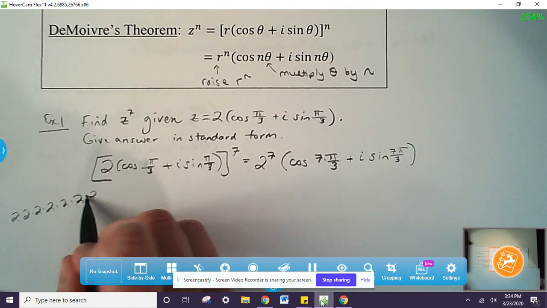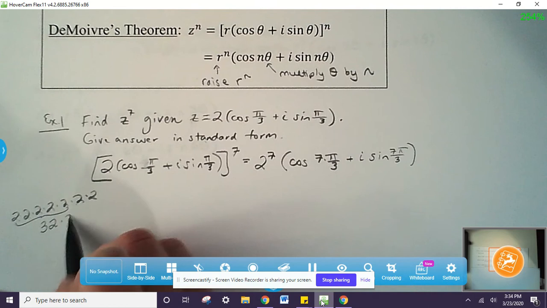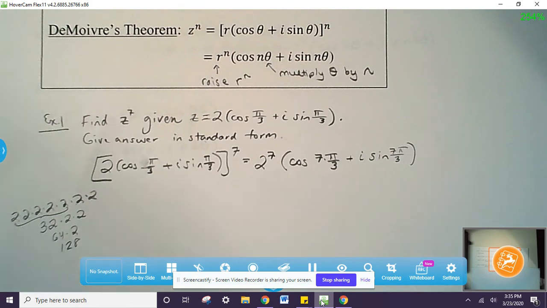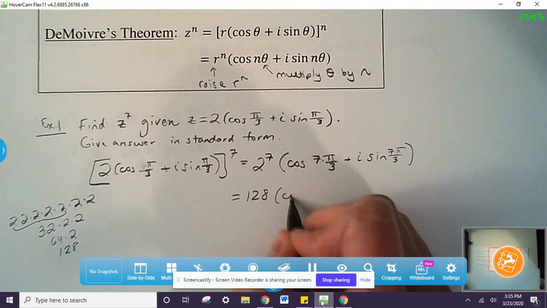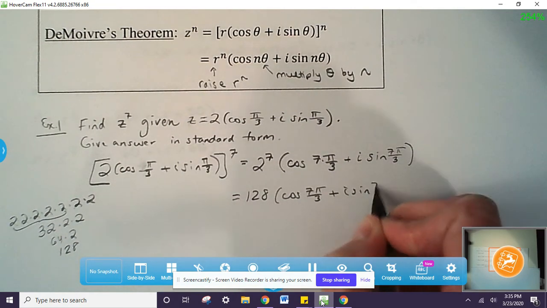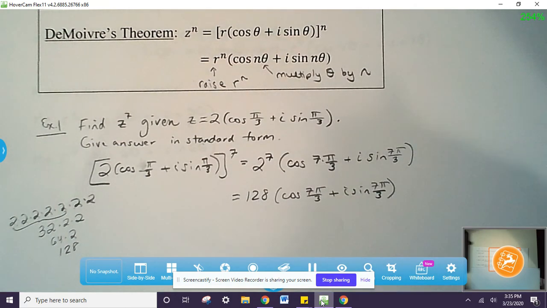And there's lots of ways to do that. A lot of you probably remember because you see it quite a bit in Algebra 2 class, that 2 to the 5th is 32. So if you know that as a shortcut, then you can jump down to 64 times 2, which is 128. And we end up with 128 for this number out front. And then to evaluate cosine of 7 pi over 3 and sine of 7 pi over 3, we'll need to figure out where 7 pi over 3 is. We're going to have to sketch that.